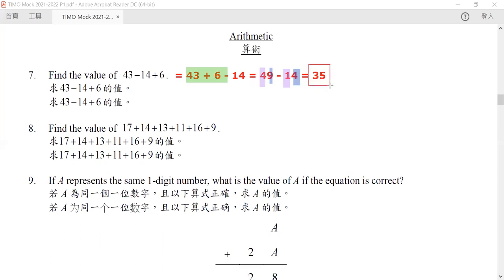Now, again, if you wish, you can try to do it from left to right, and there is no problem doing this. But if you follow the same order as the question, you will face something like this. It will be 43 minus 14 plus 6. For 43 minus 14, the answer will be 29. 29 plus 6, and again, you will get 35.